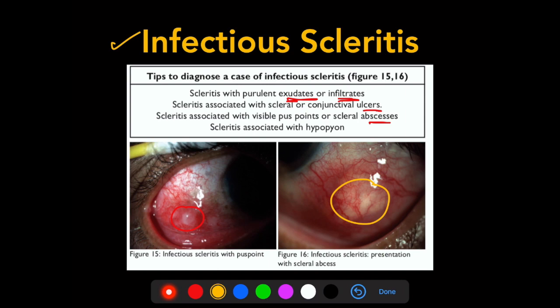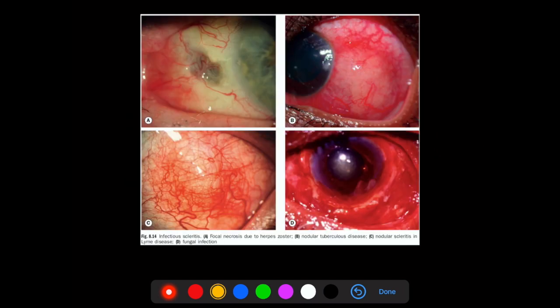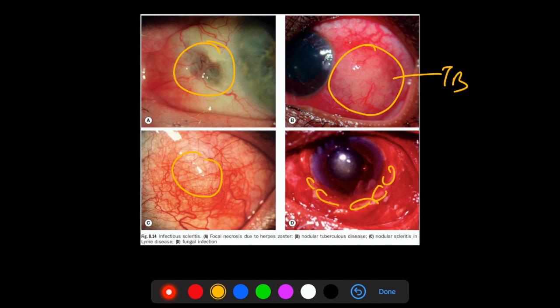The most common cause of infectious scleritis is herpes zoster ophthalmicus. The herpes zoster infection is the most common cause of infective scleritis. You can see a focal necrosis in a herpes zoster infection. You can see a nodular lesion in a TB lesion. This is another nodular scleritis in Lyme's disease, very much mimicking a non-infective one. And this is a fungal infection, multiple avascular areas of sclera.